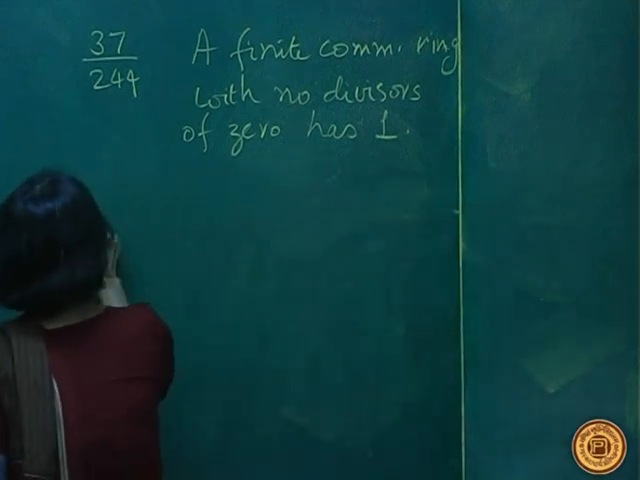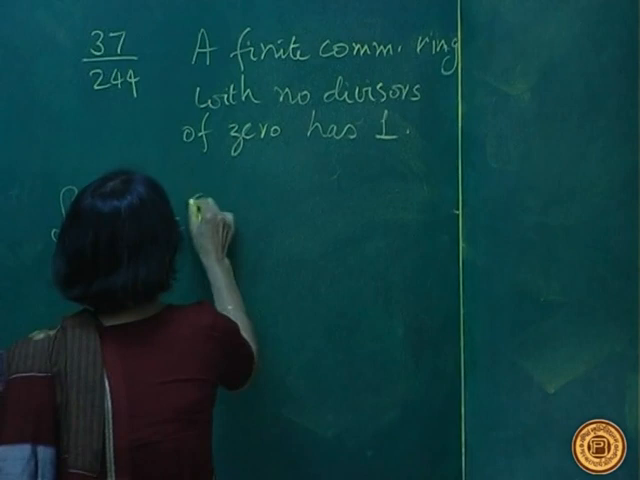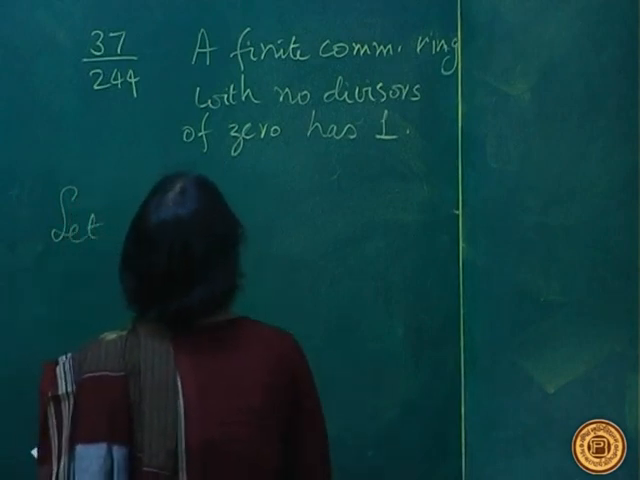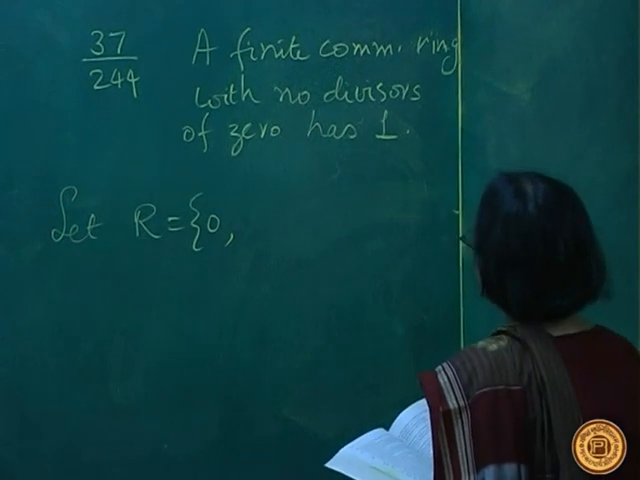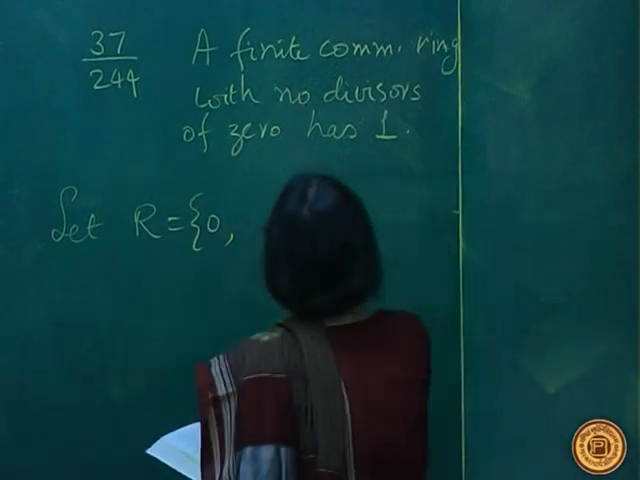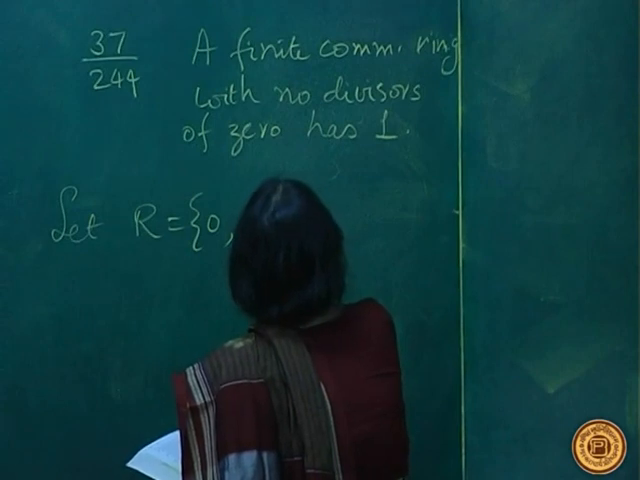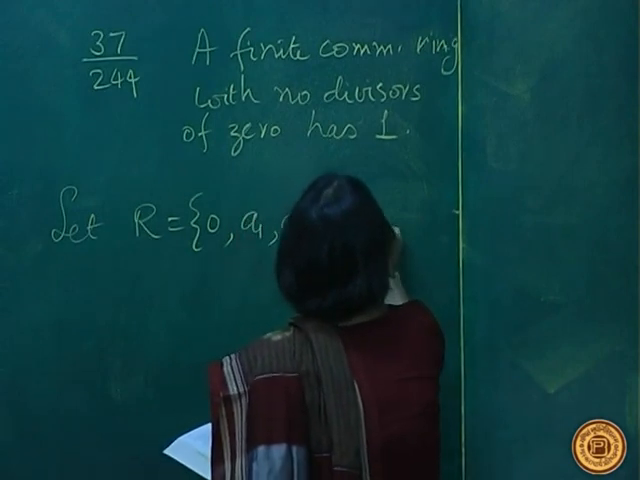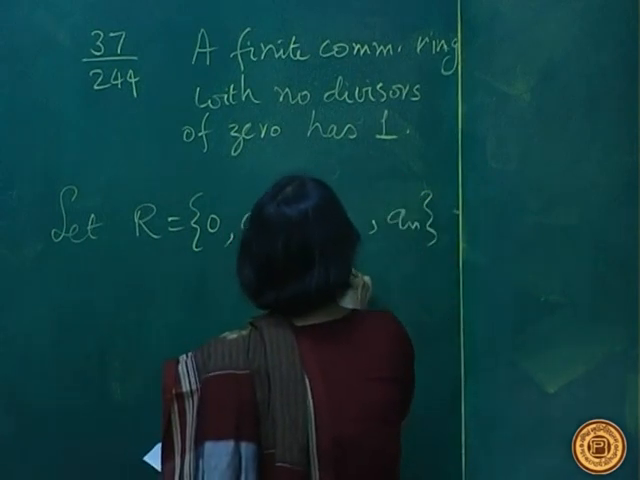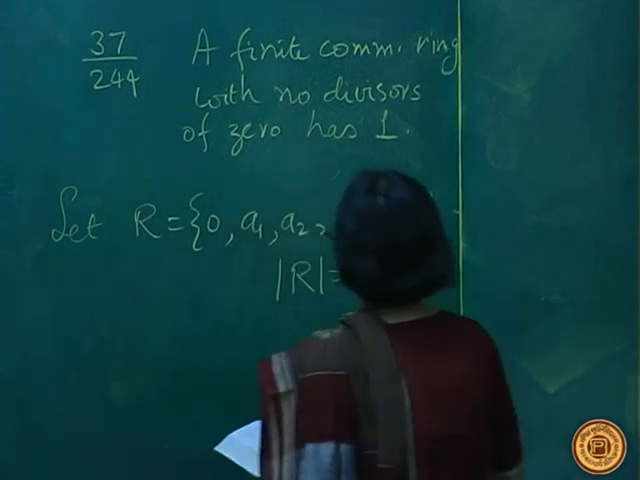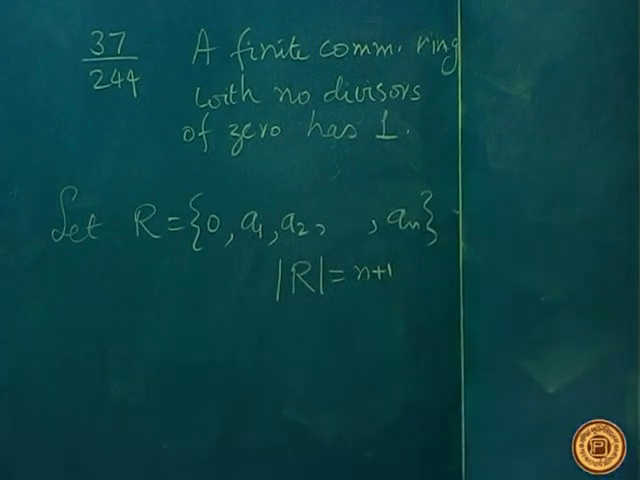Let R be equal to 0, which is there, of course, because it is an abelian group under addition. So, 0 is the identity in that abelian group, and then the elements I can write as A1, A2, ..., An, where the order of R is n plus 1. Since the order of R is finite and it is a commutative ring, I can write the elements like this.